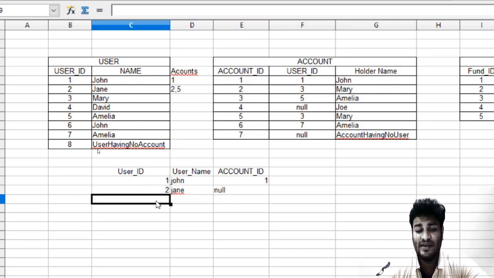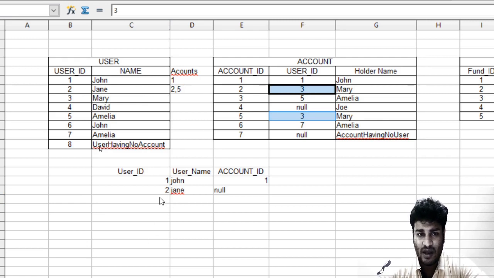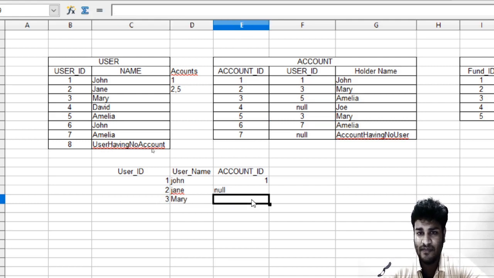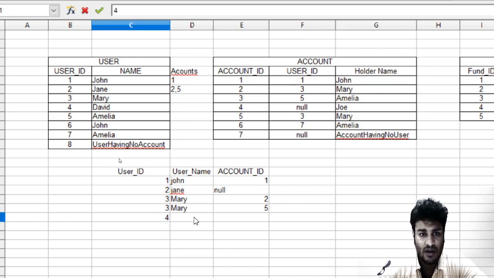In a similar way, when we talk about the third, which is Mary, we have two rows which are matching, one is this and another is this. So it will be 3, then Mary, and then account ID 2. Mary has account ID 2. Again, Mary is 3, and Mary has account ID 5 as well. Then for David, we do not have any account. So we say 4, then David, and then no account, so null.